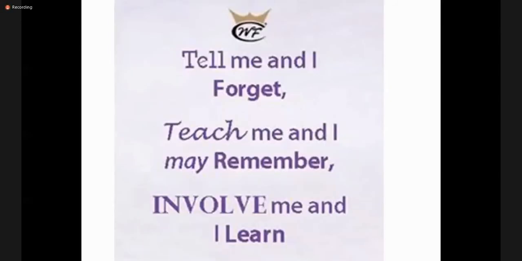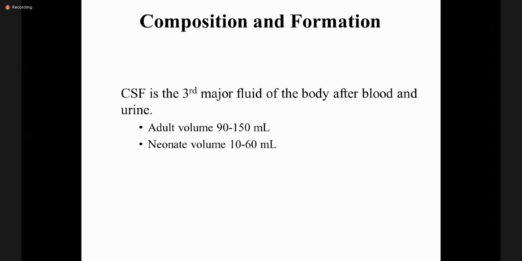Before talking about hydrocephalus, we should know what is CSF, which is cerebrospinal fluid. What is the composition and formation of CSF? First thing is that this is the third major fluid of our body after blood and urine. Its total volume in adults is 90 to 150 ml, and in neonates and children, it's 10 to 60 ml.